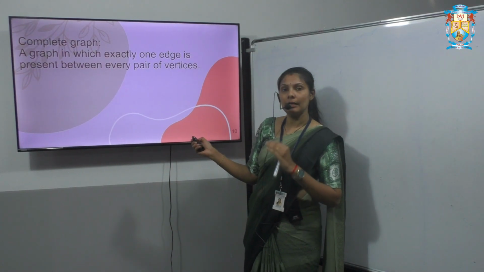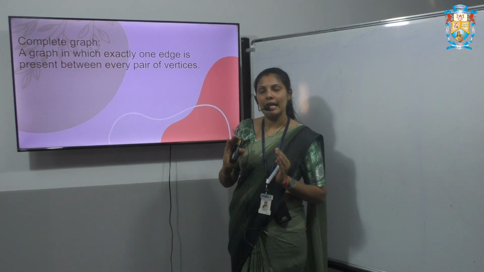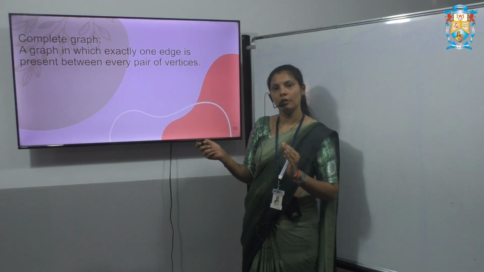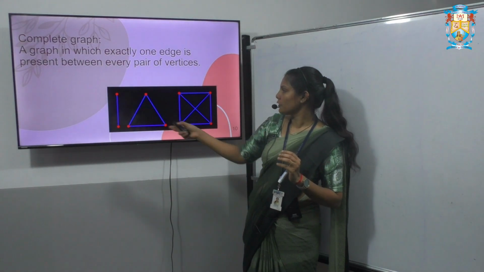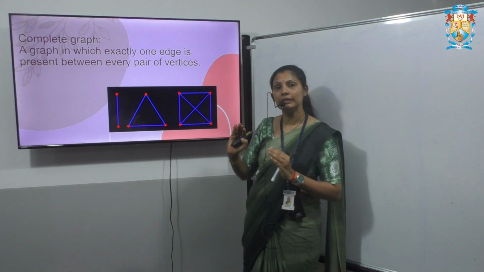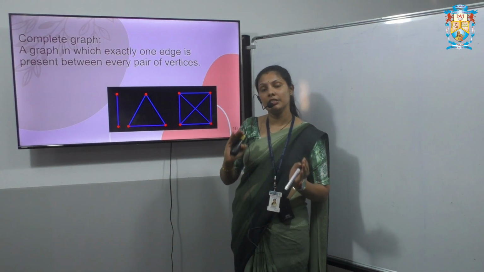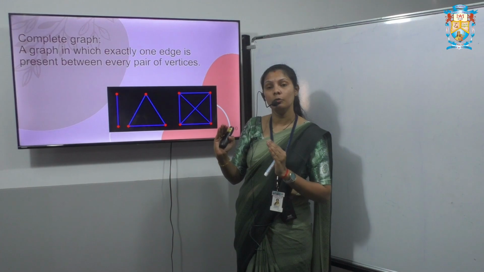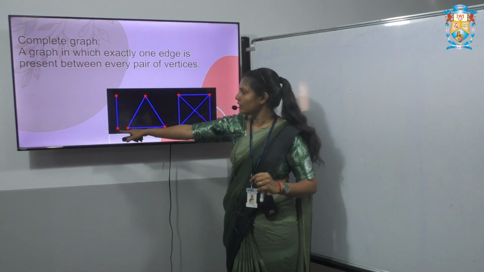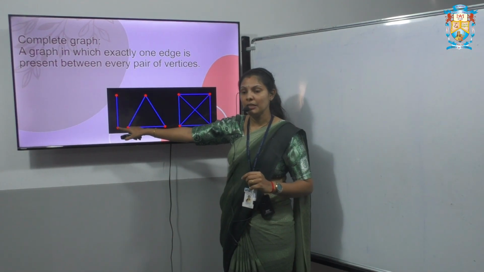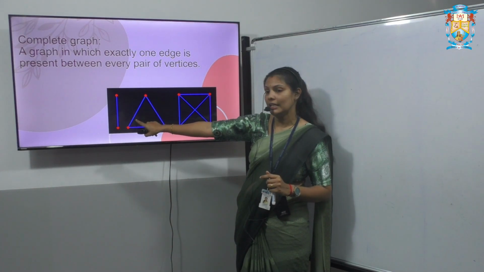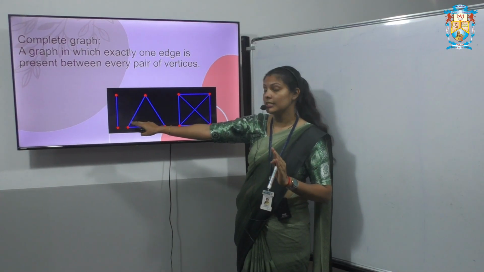The next one is a complete graph. A graph in which exactly one edge is present between every pair of vertices is known as a complete graph. Here you can observe three types of graph, where a complete graph with n vertices is denoted by Kn, where n equals 1, 2, 3 and so on. In the first figure there are two vertices, that means n equals 2. That is a K2 graph, where between two vertices only one edge is present. That is a K2 complete graph.